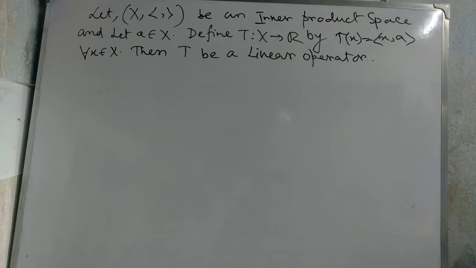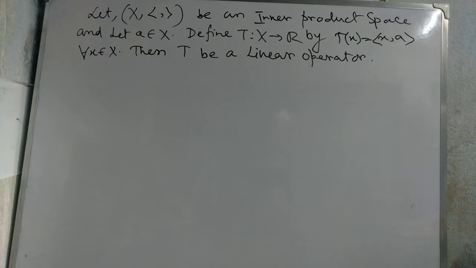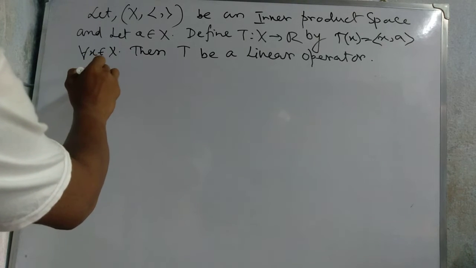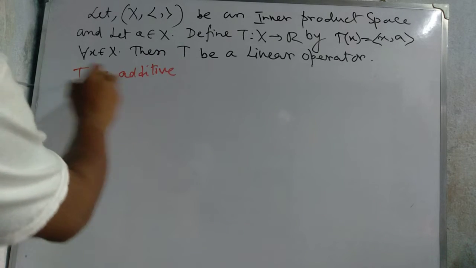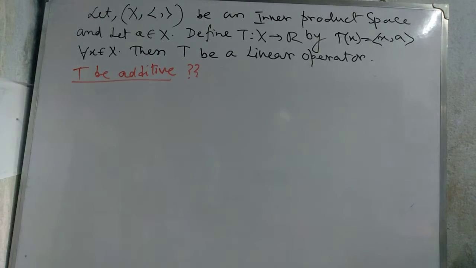Let X be an inner product space and let A belong to X. Define T from X to R by Tx equal to the inner product of x and a, for all x belonging to X. Then is T a linear operator or not? First we check whether T is additive or not. How do we check it? We check it in this way.